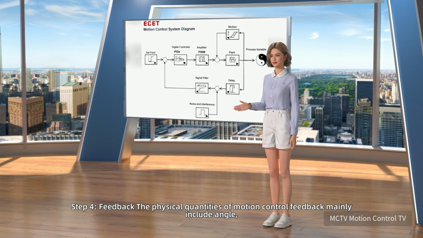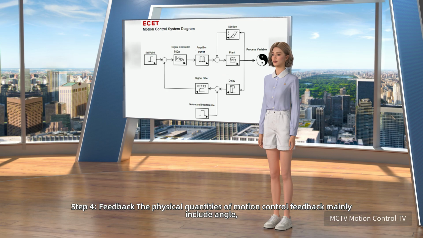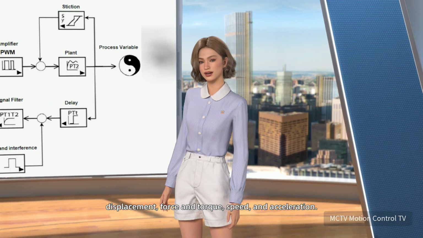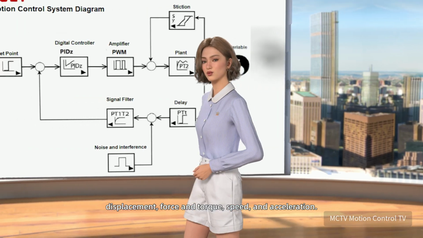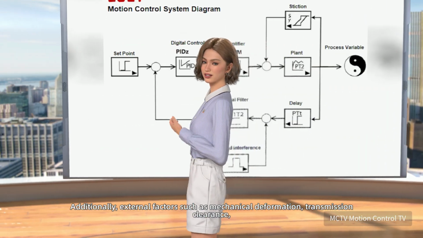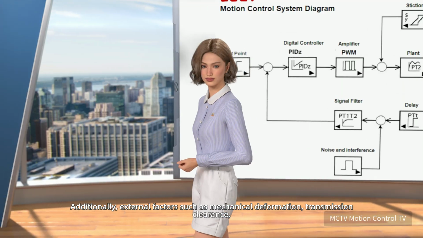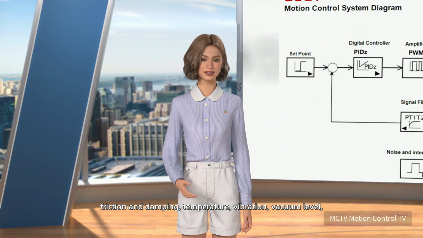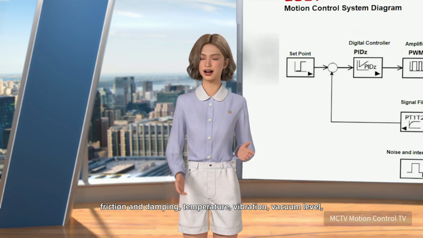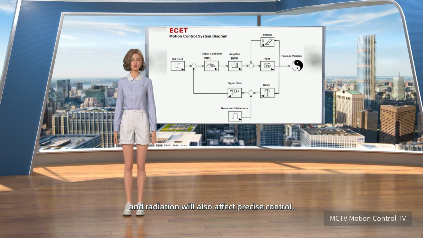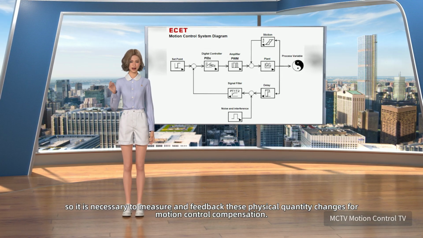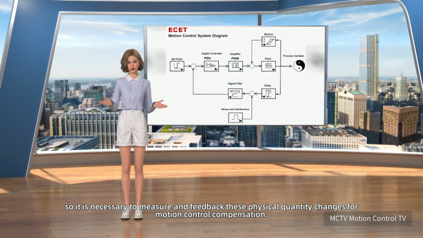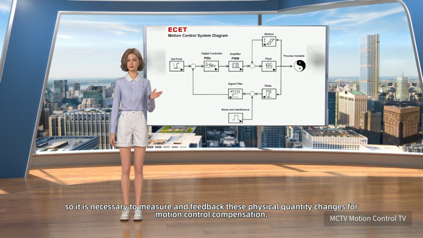Step 4. Feedback. The physical quantities of motion control feedback mainly include angle, displacement, force and torque, speed, and acceleration. Additionally, external factors such as mechanical deformation, transmission clearance, friction and damping, temperature, vibration, vacuum level, and radiation will also affect precise control, so it is necessary to measure and feedback these physical quantity changes for motion control compensation.